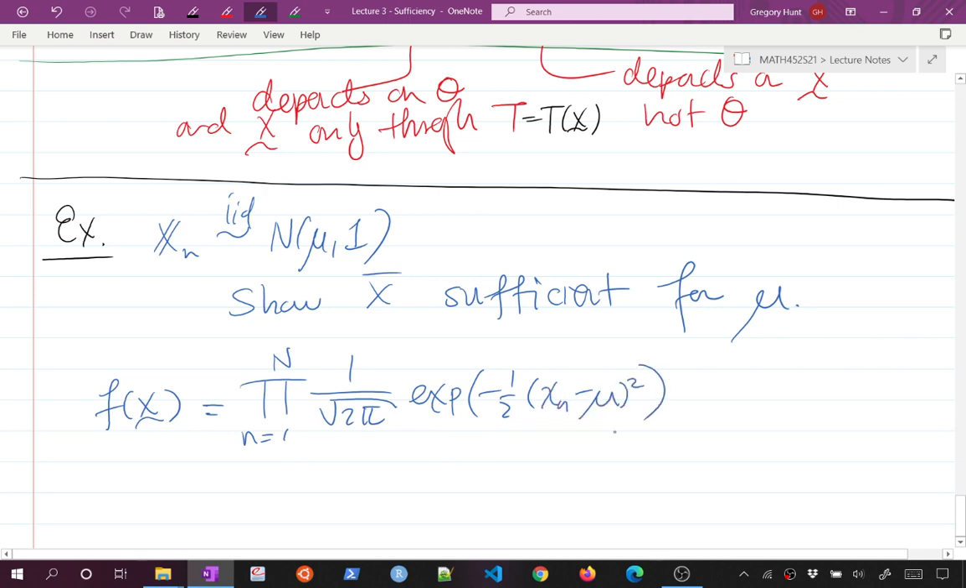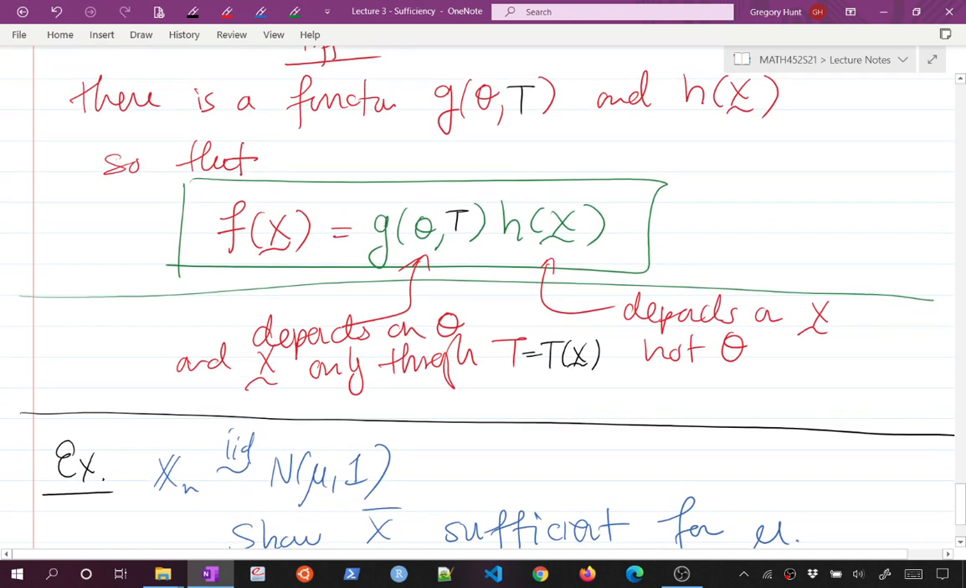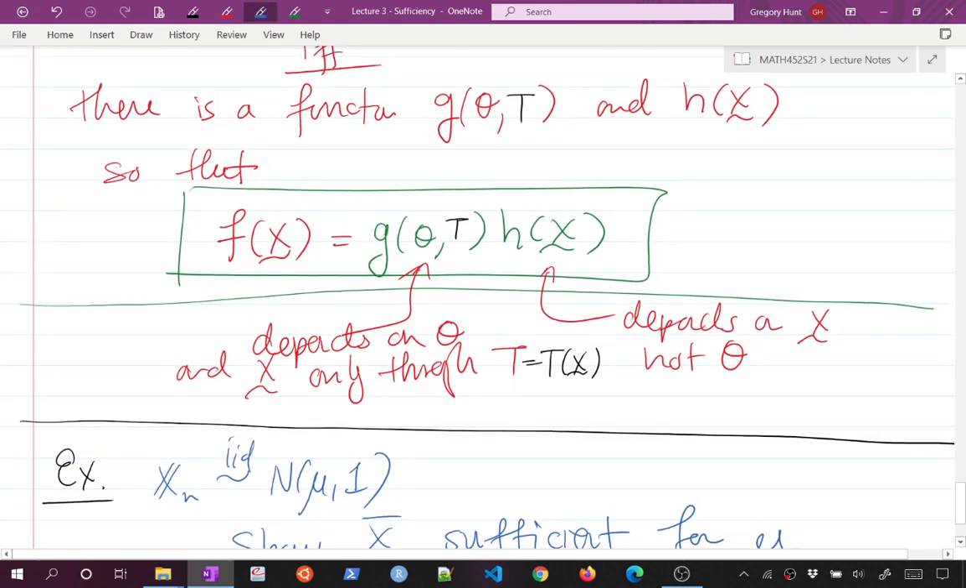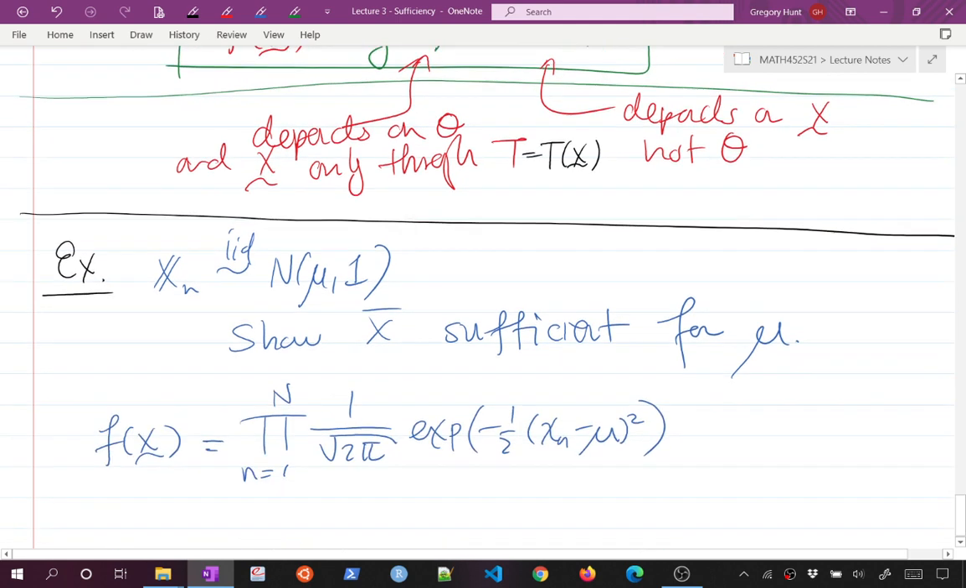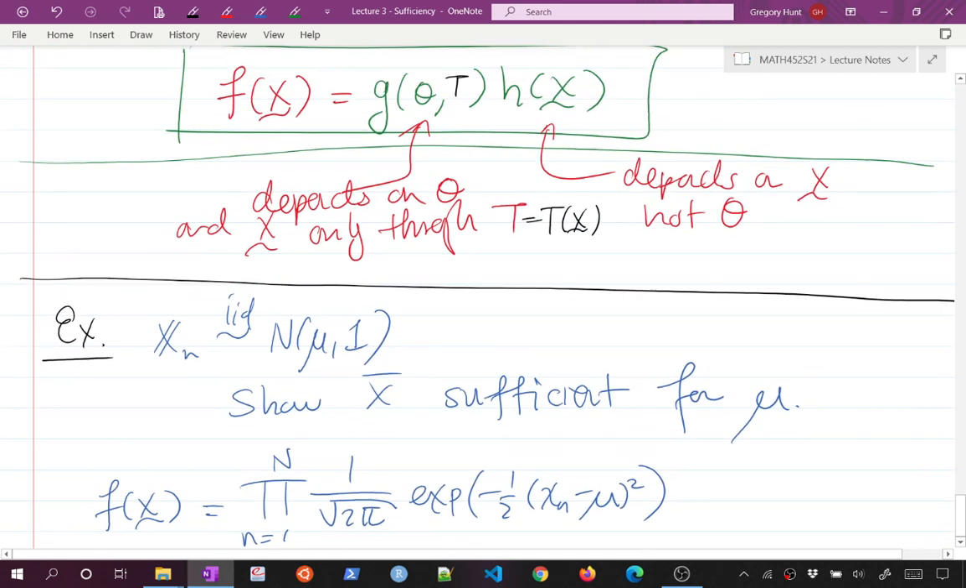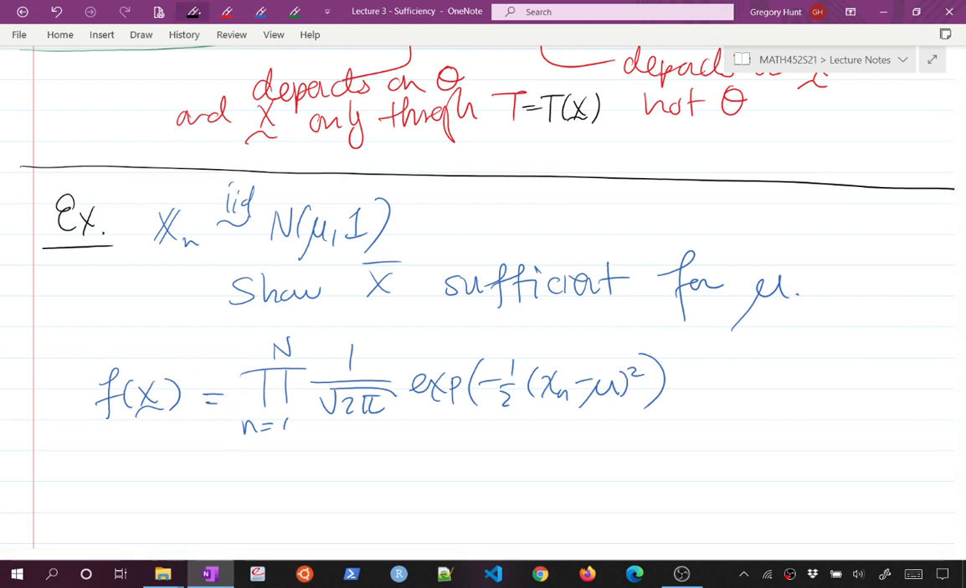Okay. What I want to do is identify a g and identify an h and identify a t. I've given you the t in this case. In some problems I will not tell you t and I'll tell you to find the sufficient statistic. We'll do an example. So what I want to do is find the g and the h and factor it. Okay, so let's simplify this a little bit more.